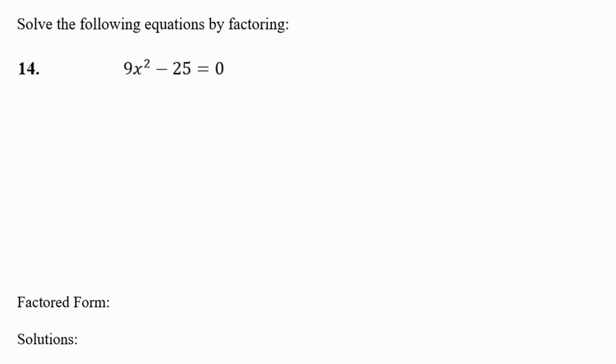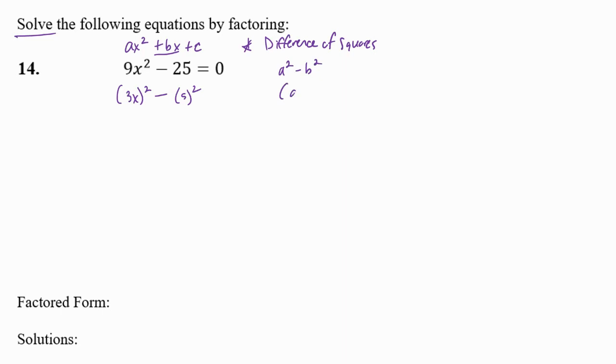All right, number 14, same direction, solve the following equations by factoring. Okay, so we want to make sure first that it's an ax squared plus bx plus c format. It is missing a bx, but it is in standard form. Off the top of my head too, I'm thinking 9x squared can be rewritten as a quantity 3x squared. 25 can be rewritten as a quantity 5 squared. It's a difference, so this is a difference of squares. Which again, if you have a quantity squared minus a quantity squared, you can write it as a plus b times a minus b. So that would give me two parentheses right away.